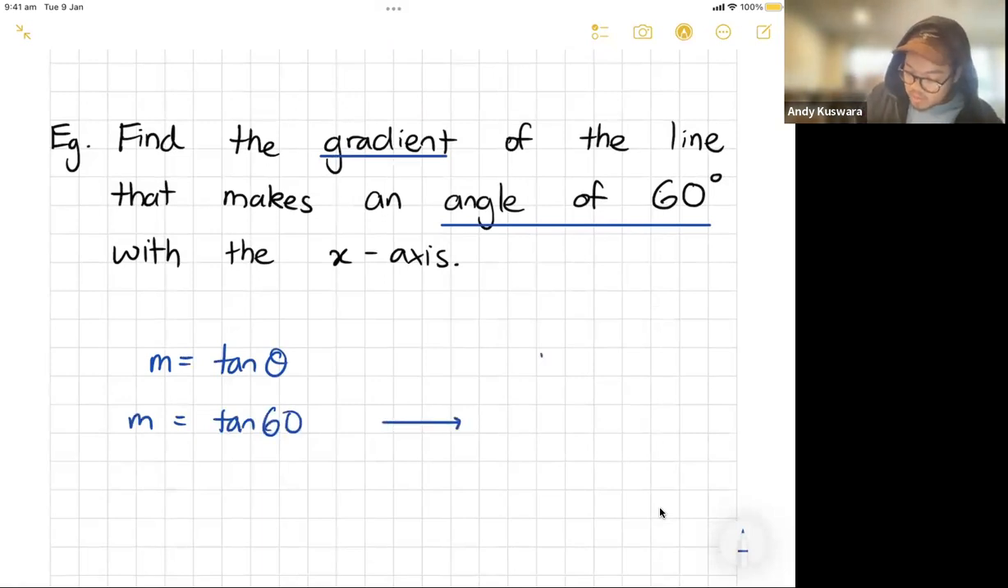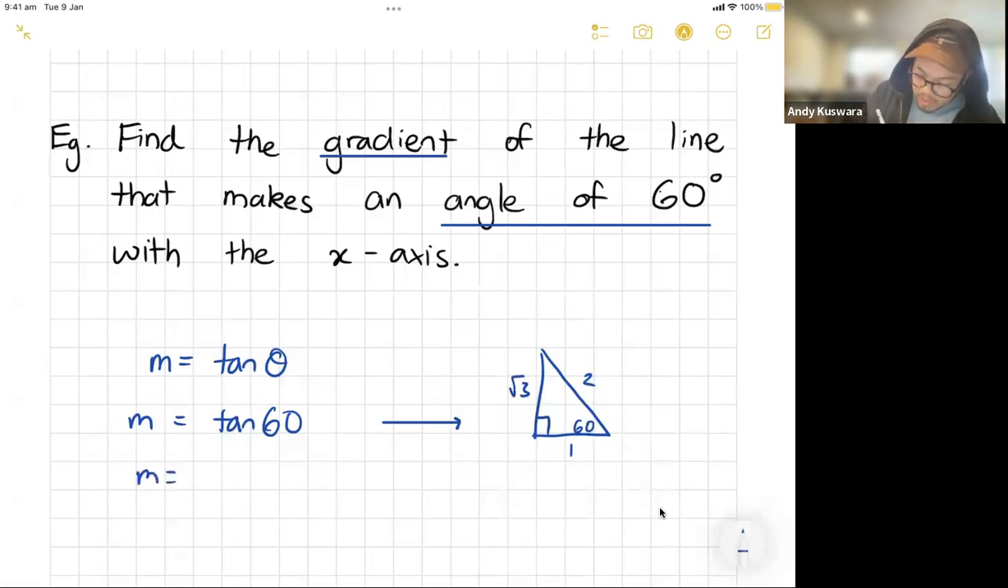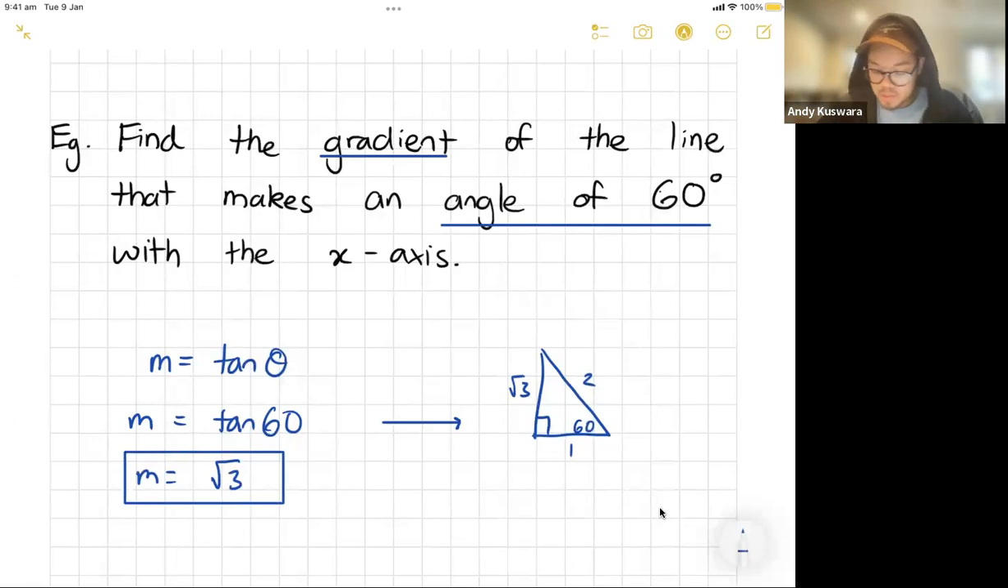I recognize this is an exact value triangle. If not, you can use your calculator. But because I recognize that's 60, we can see here that my gradient in this case is √3, because it's opposite over adjacent of my 60-degree angle.